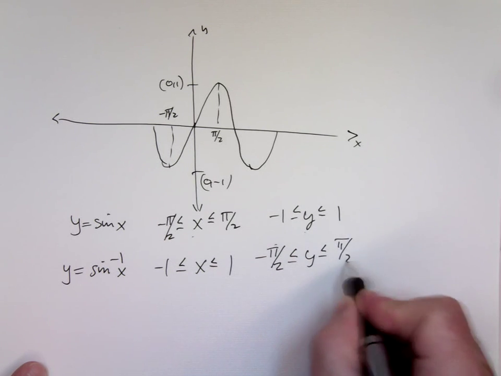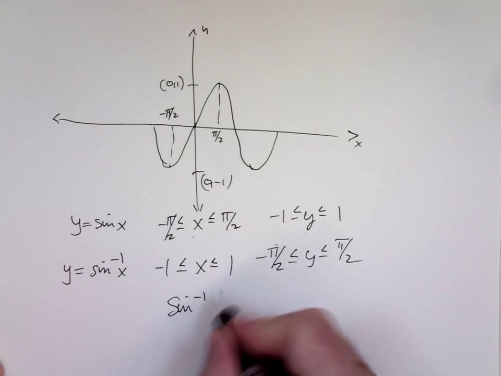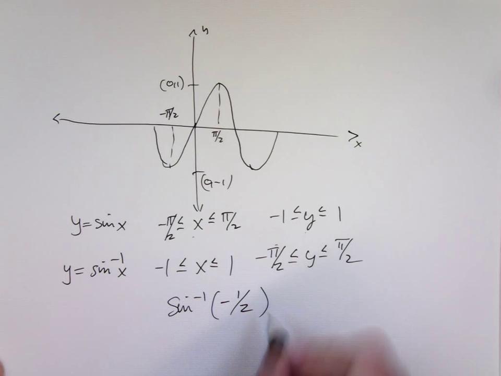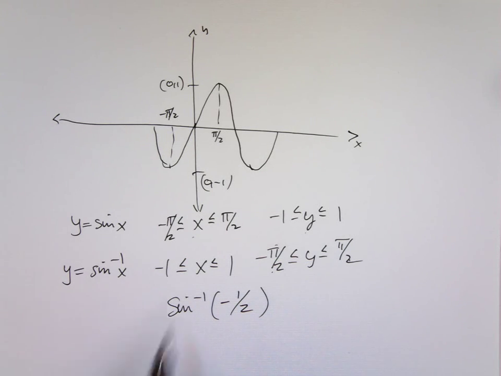Your calculator knows this. When you give your calculator this problem to do, what does it give you? It gives you an angle between negative pi over 2 and pi over 2. It gives you an angle in the fourth quadrant. It gives you the angle as negative pi over 6, or negative 30 degrees if you're in degrees. Okay? So what happens when you turn around and do the tangent?